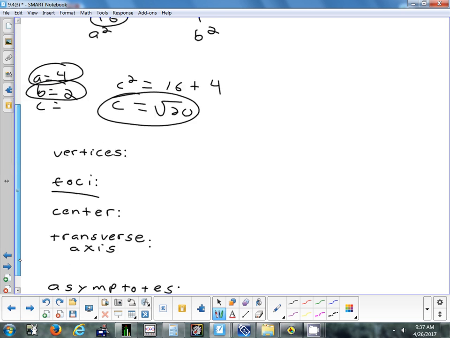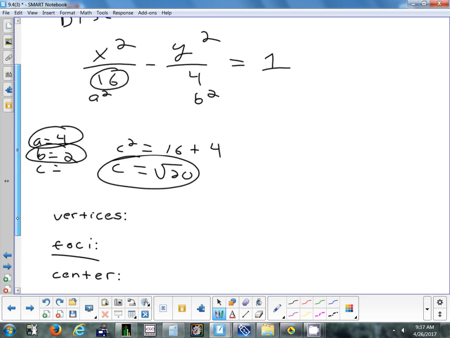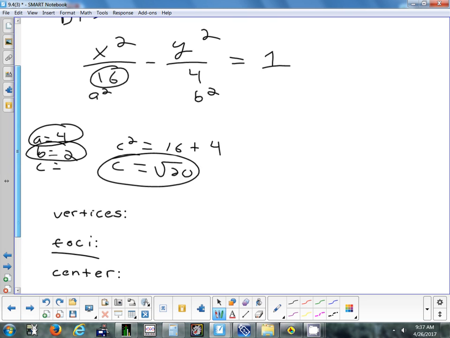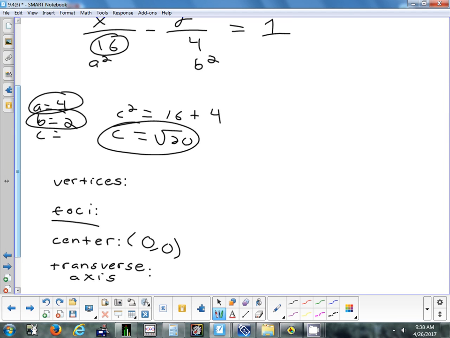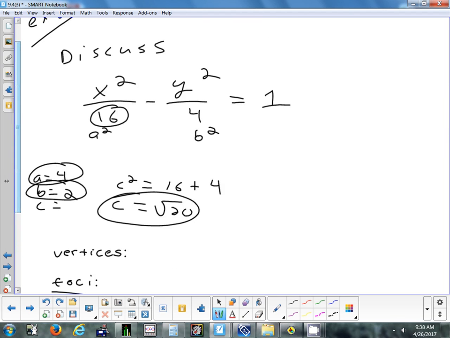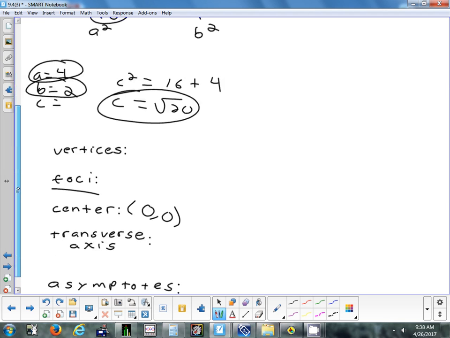Okay, let's do the center. Where's the center in this one? Between the two foci, right? Yep, it's right between the foci. And where's the center always before we shift it? Yeah, 0, 0. You'll know when it's not 0, 0 because you're going to have an x minus h in the top or a y minus k, just like with an ellipse. There's nothing in the numerator. So the center is 0, 0.